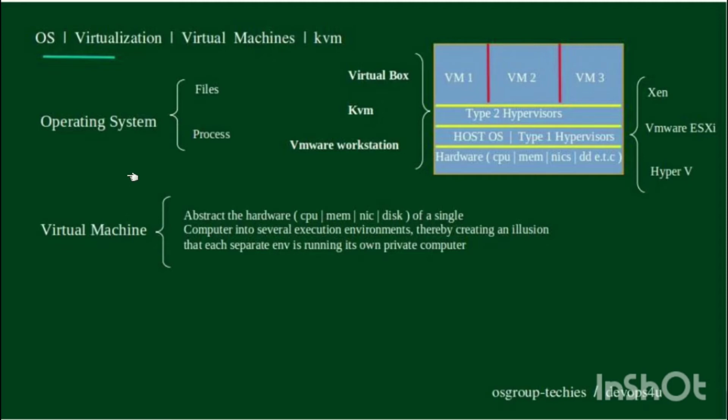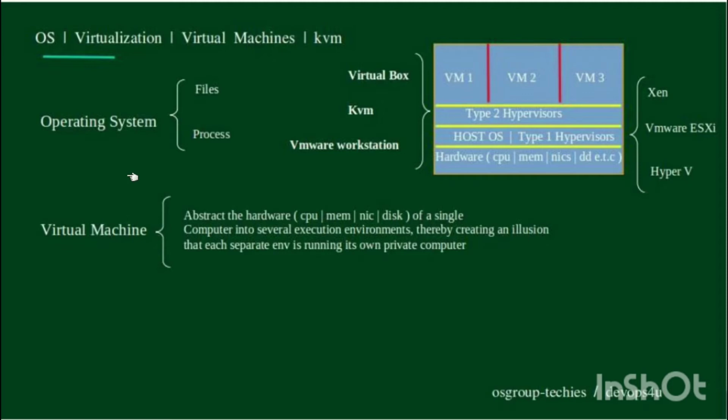So before virtual machines, we have an operating system. When you see the big picture of an operating system, it is all about files and processes. It is also a low-level software which controls your hardware and helps you get your task done with the least friction.